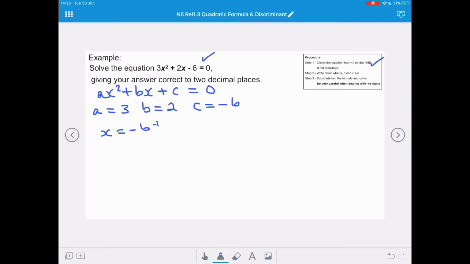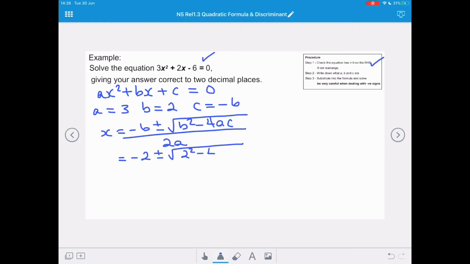Now we've got x equals negative b plus or minus the square root of b squared minus 4ac, and that's all over 2a. And we're going to substitute in our values for a, b and c. So x is going to equal negative 2 plus or minus the square root of 2 squared minus 4 multiplied by 3 multiplied by negative 6, and that's all over 2 multiplied by 3. So we're going to have two roots. We're going to have x is equal to negative 2 plus root 76 all over 6.